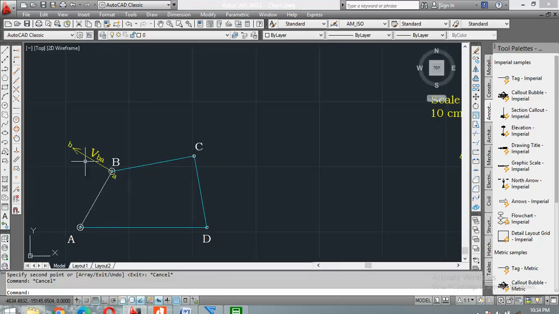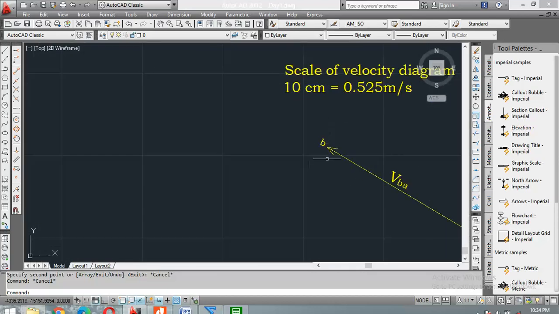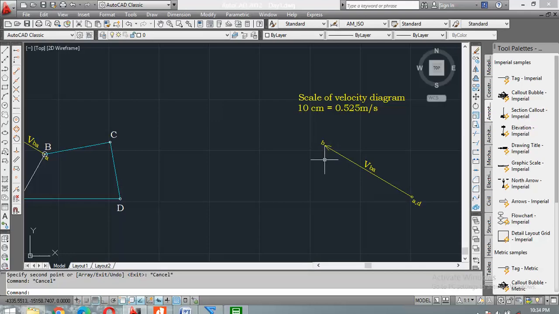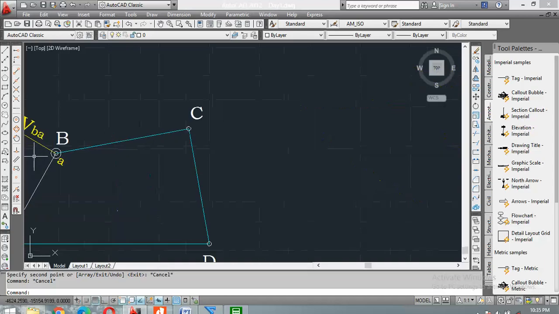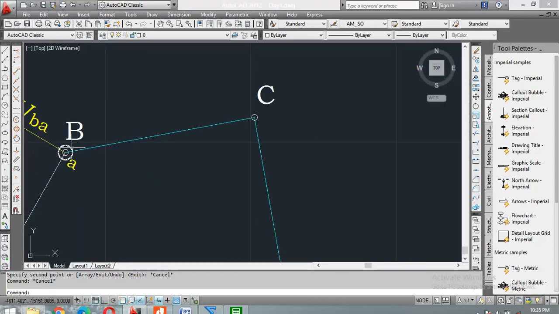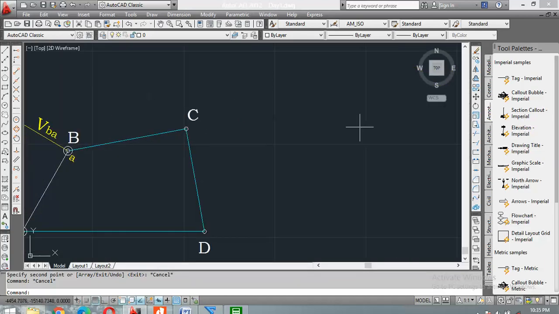Why do I choose B point as a reference point? Because B point is already marked into the velocity diagram. So whenever we get any velocity here, then we can shift it with reference to B. नया कुछ नहीं करना है, जो पॉइंट हमारे वेलोसिटी डायग्राम में है उसी को हम हिंज पॉइंट कंसीडर करेंगे. Then it will become very easy.